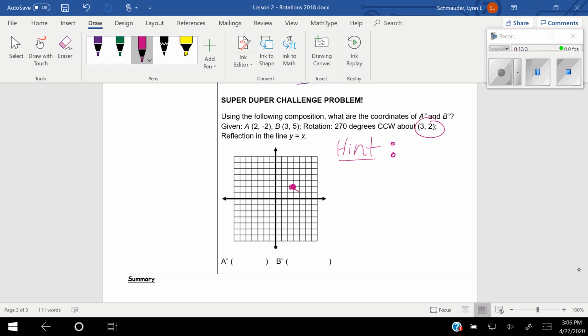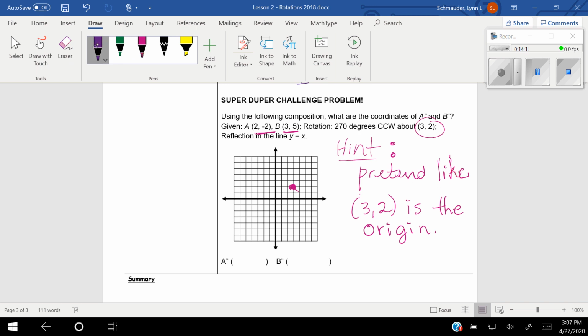So hint, I'm going to say pretend, I know that's not a good word, but pretend like that point, 3, 2, is the origin. Okay, if that were the origin, then these two points wouldn't be those two points, right? So what I'm saying is relabel those points as if this were the origin.